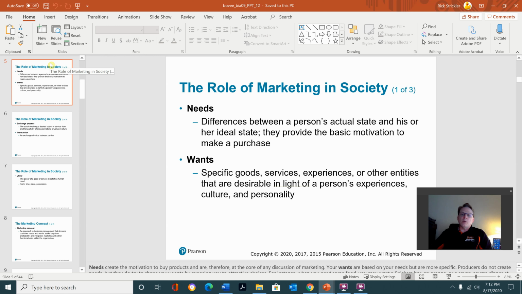You need food, you need water, you need some sort of transportation the majority of the time in order to get employment to purchase food and water, shelter, things like that. Those are your needs. They're your hygiene factors, your physiological and safety needs from Maslow. Okay, those are all needs. Wants are specific goods, services, experiences, or other entities that are desirable in light of a person's experiences, culture, and personality. We have unlimited wants, but very limited needs.